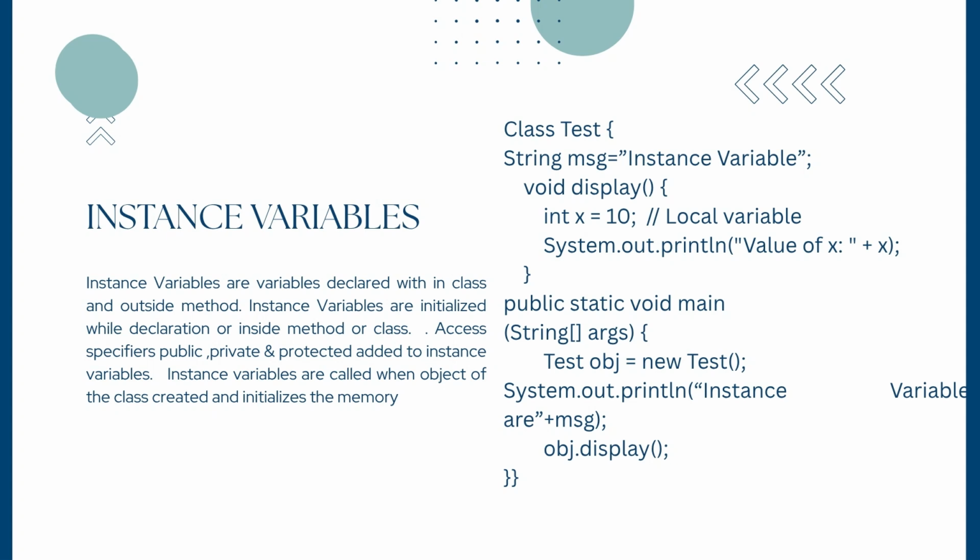There is again a Test class, and I declared one variable, message, and gave that instance variable a value. Call the display method, in which declare a local variable and display that value. And in the main function, declare the object of the Test class, and then the message value should be printed out through System.out.println, and then call the display method.